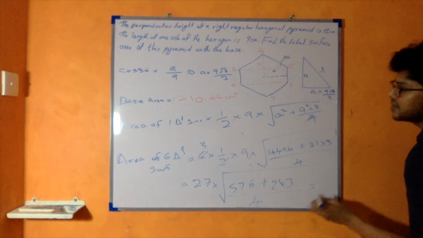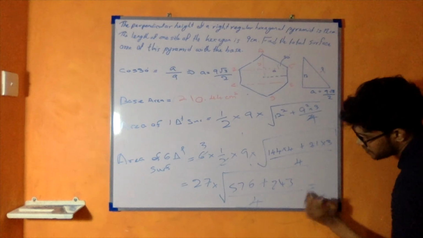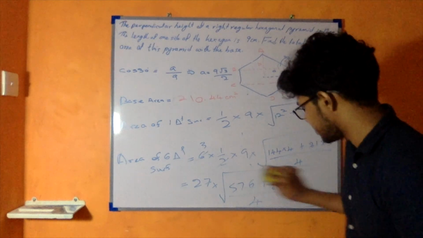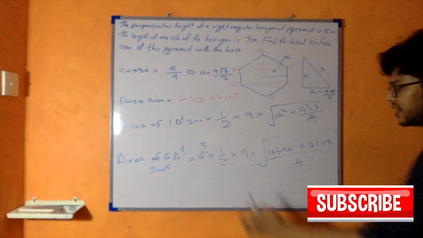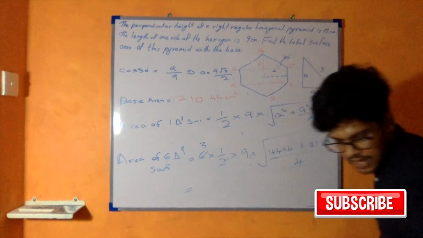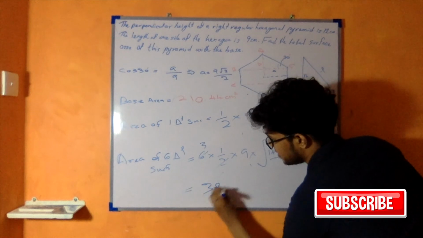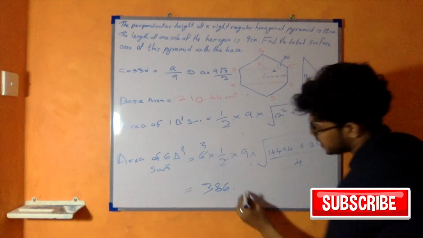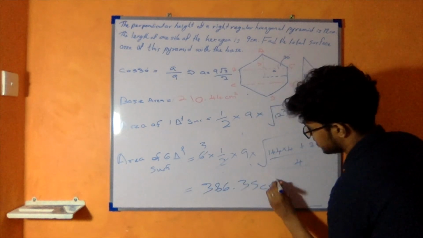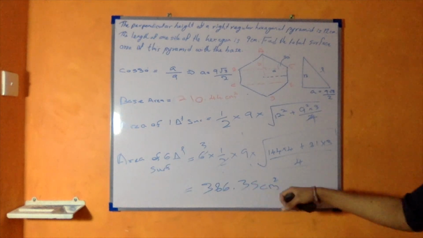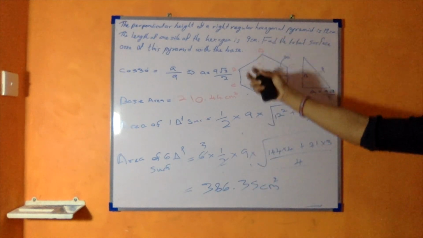386.35 square centimeters. So here this one you will get the answer. I will erase this. So when you simplify this whole thing, you will get the answer 386.35 square centimeters. So 386.35 square centimeters is the sum of all the 6 surfaces.